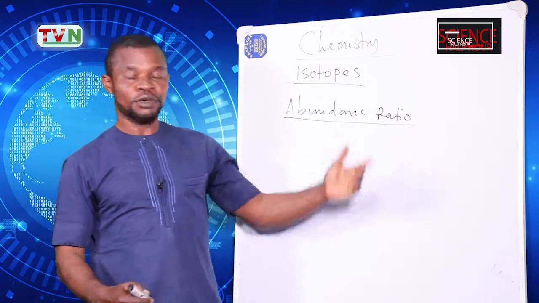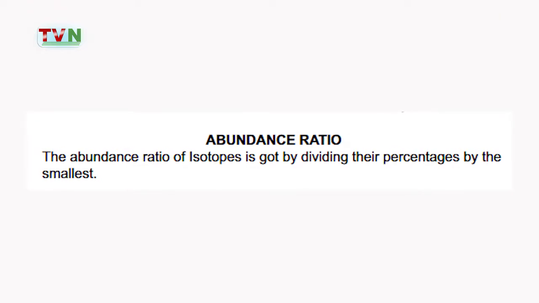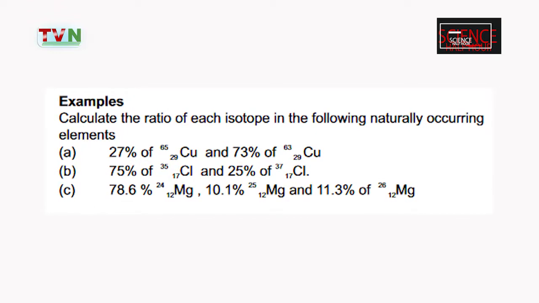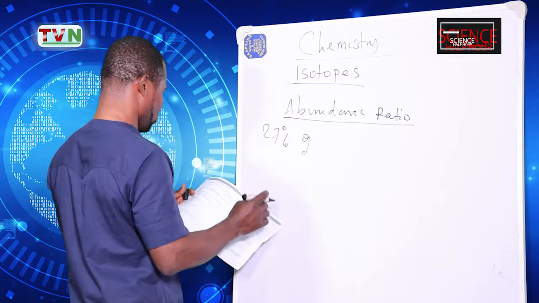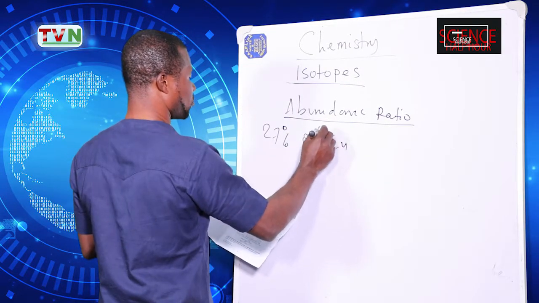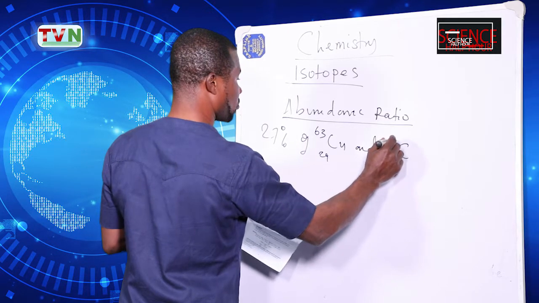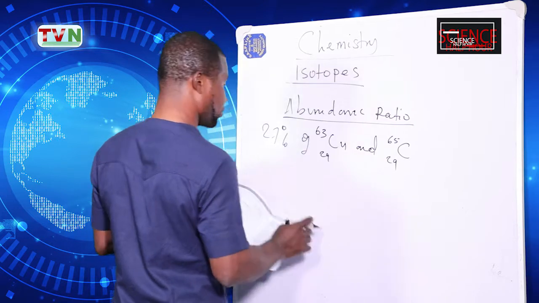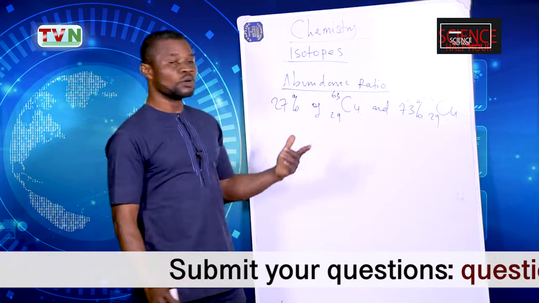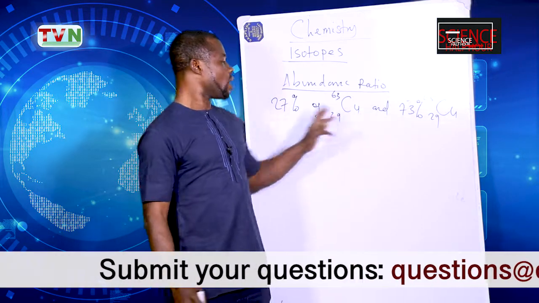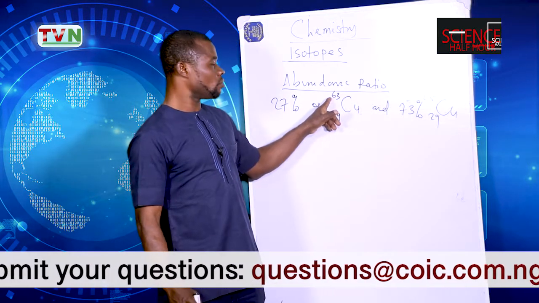So we talk about abundance ratio. The abundance ratio is got by dividing the percentages of those isotopes by the smallest. Examples. Calculate the ratio of each isotope in the following naturally occurring elements. When solving abundance ratio of isotopes, what we need to do is to use the percentages. We don't use the mass number, we don't use the atomic number.